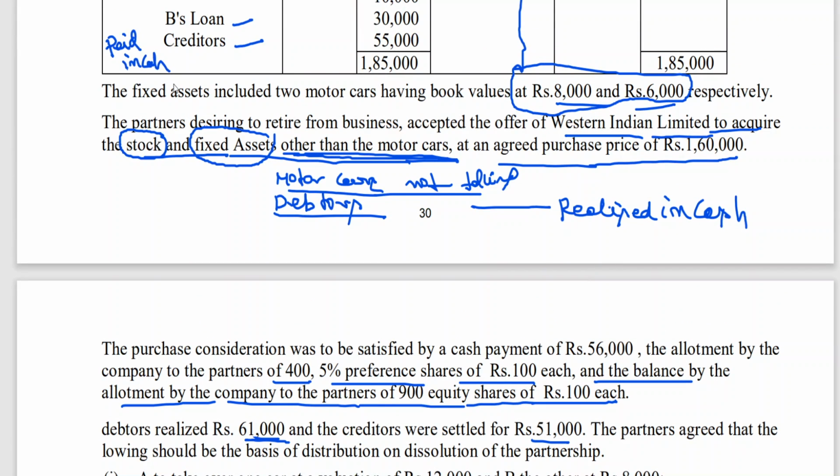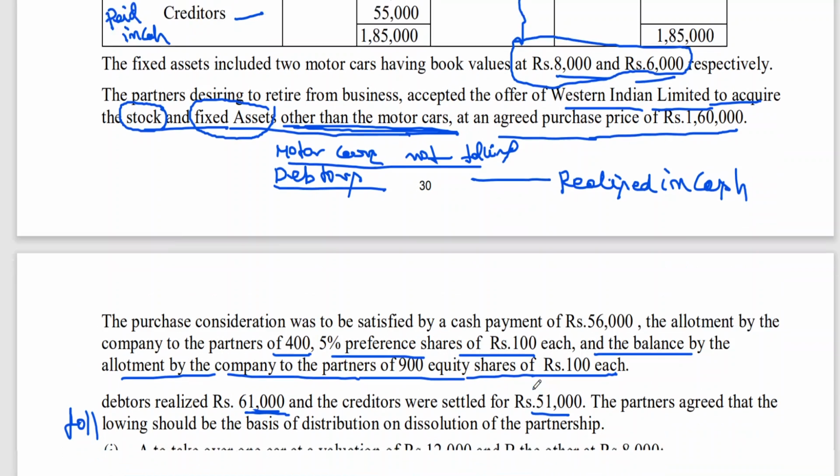Okay, this is completed now. Now we are having only one liability, B's loan, and we are having a motor car. Now the partners agreed that the following should be the basis for distribution on dissolution of the partnership.